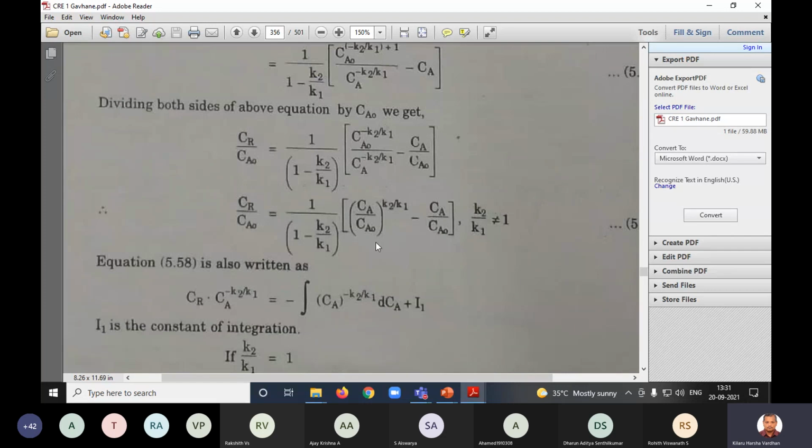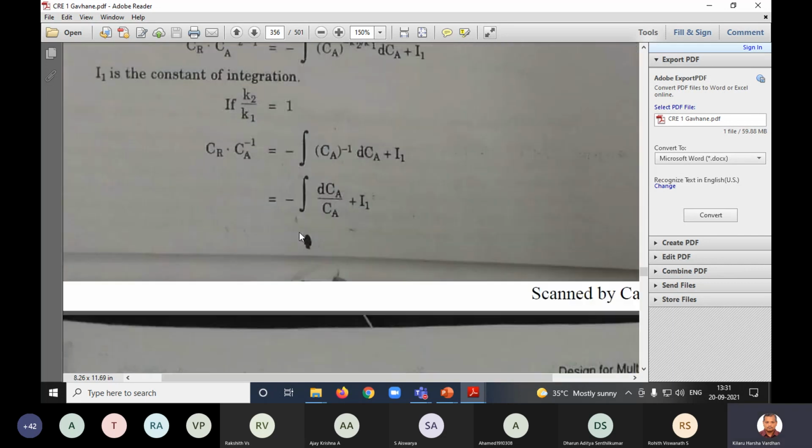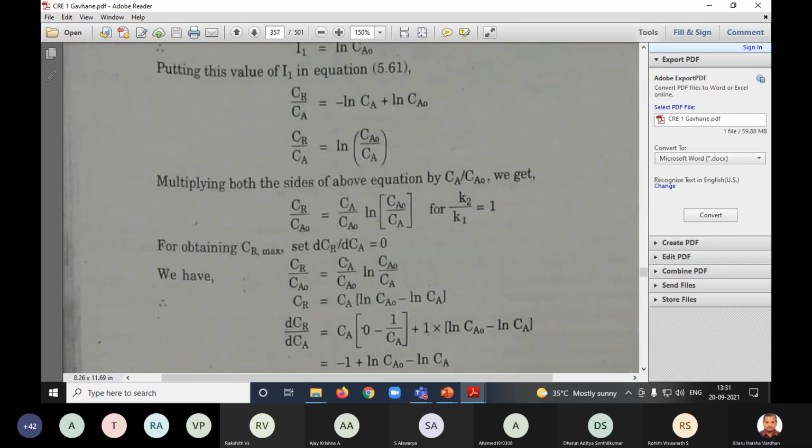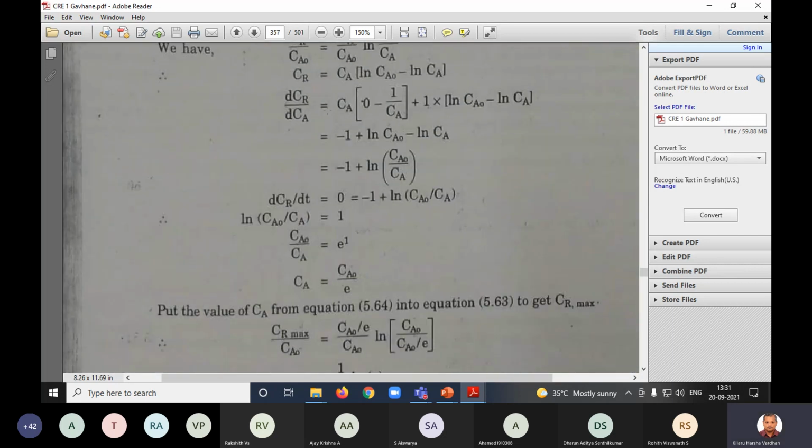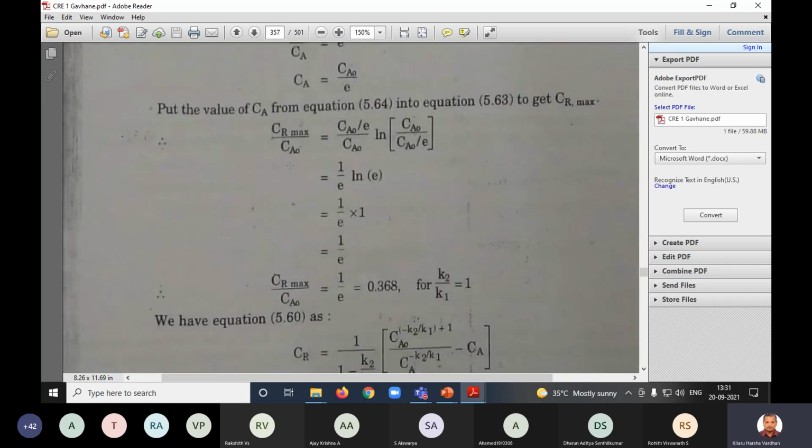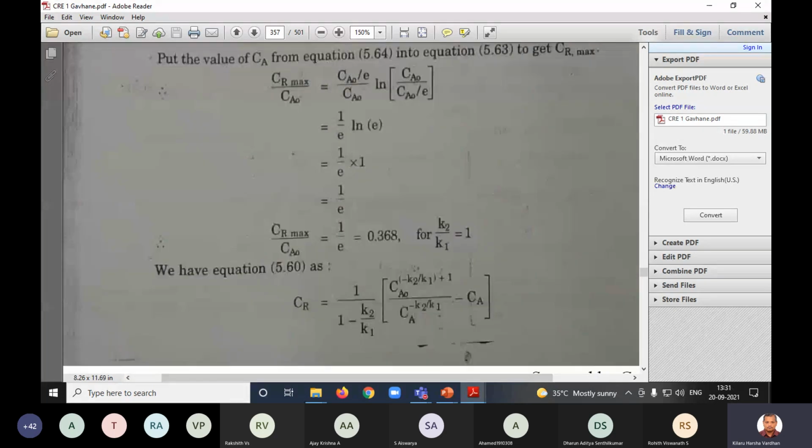Now you need to differentiate this, because we need to find CR maximum. That is what they will do. You set dCR by dCA equal to 0. To calculate CR max by CA naught, it is 1 by e. That is what you get for this kind of reaction. CR max by CA naught is 1 by e, that is nothing but 0.368. This comes when k2 by k1 is 1, because it is in the factor of k2 by k1.